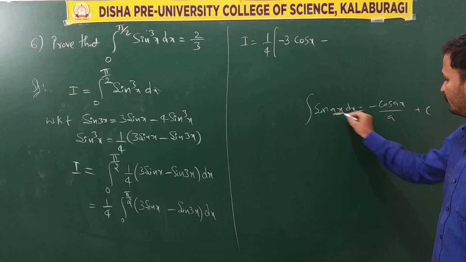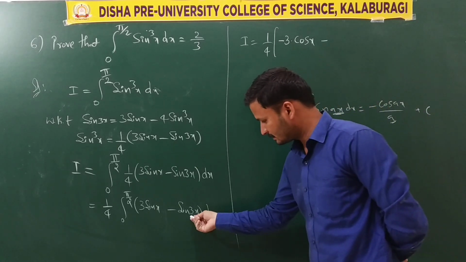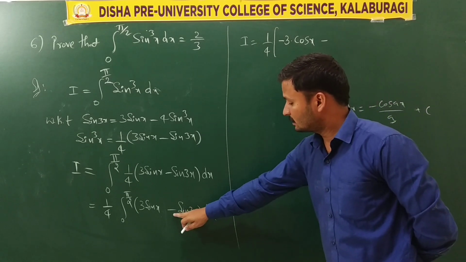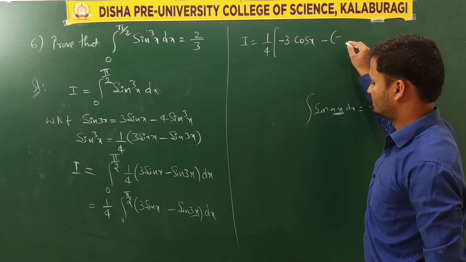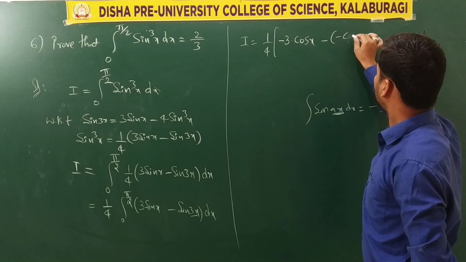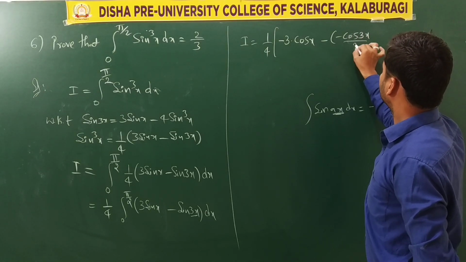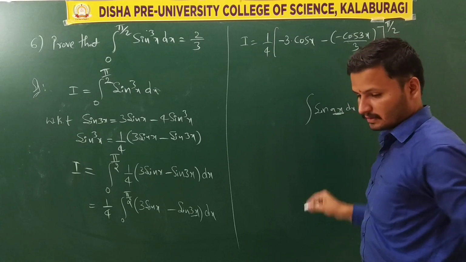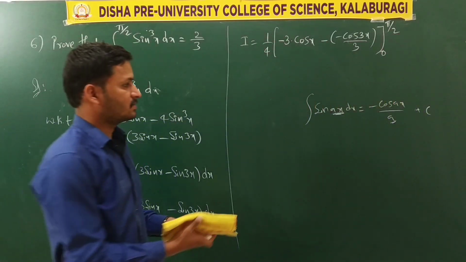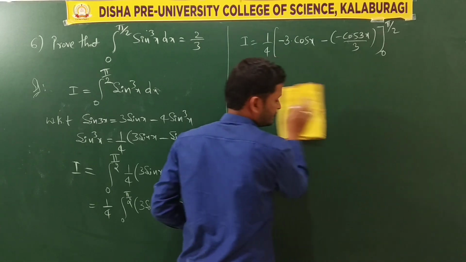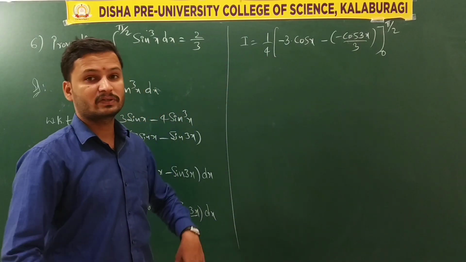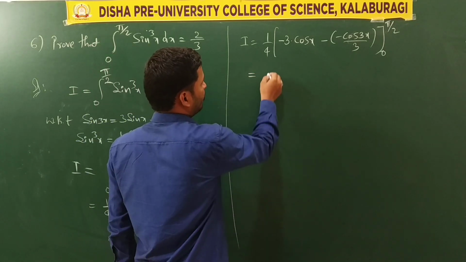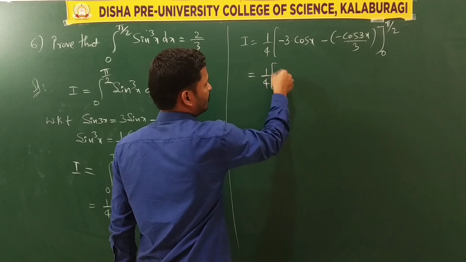For ax, we take the derivative as the denominator. Here ax is 3x, so the derivative of 3x is 3. So the integration of sin 3x is minus cos 3x divided by 3. Next, limits from 0 to pi by 2. We should remember the formulas for definite integrals. Now this equals 1 by 4 into minus 3 cos x, minus of minus plus cos 3x divided by 3.